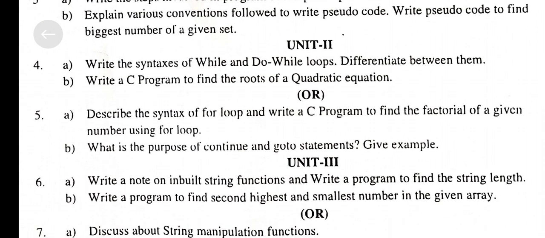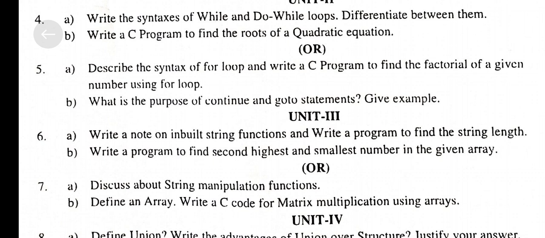Unit 2, 4th, Option A: write the syntaxes of while and do-while loops. Differentiate between them. Write a C program to find the roots of a quadratic equation.